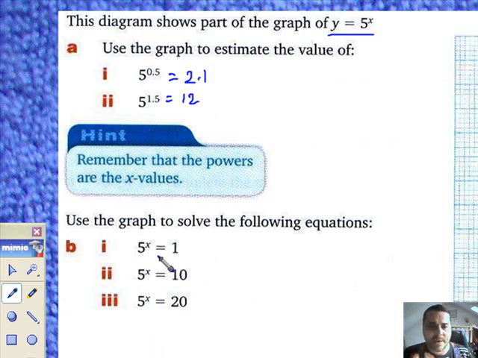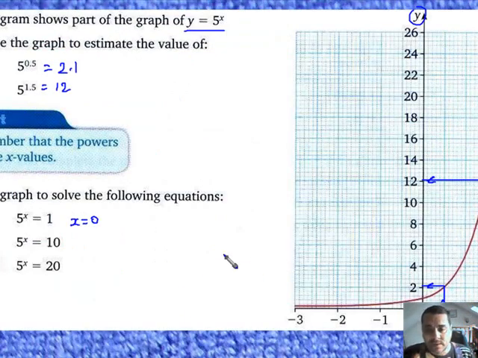Now we're working the other way. Use your graph to solve the following equations. 5 to the power of something is 1. Well, I know the answer straight away is 0, because any number to the power of 0 is 1. Let's just prove it. So 5 to the power of something is 1. Well, there's the 1 right there. We're reading straight down onto the x-axis, and it's pointing straight to 0. Yeah, we know that anyway.